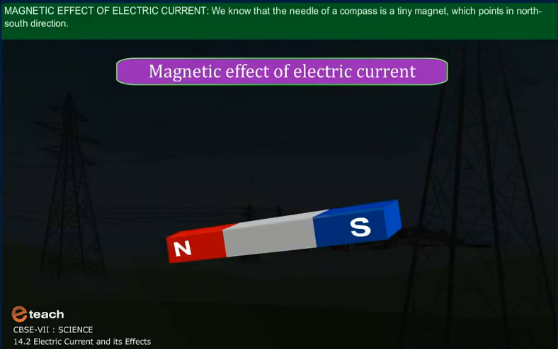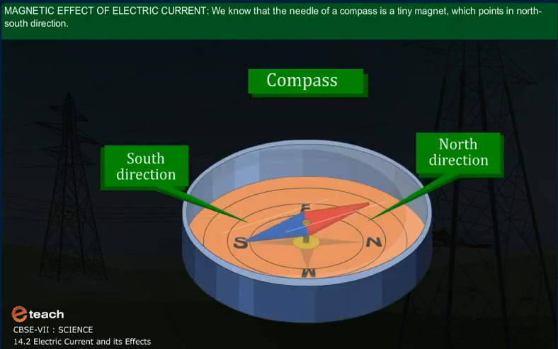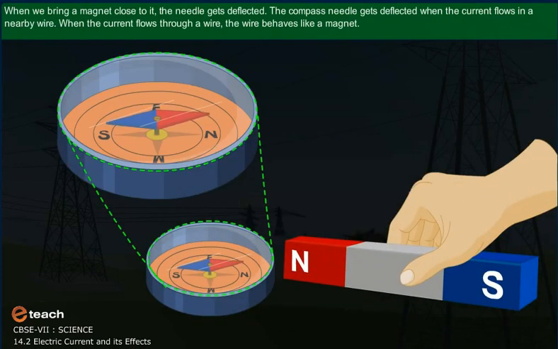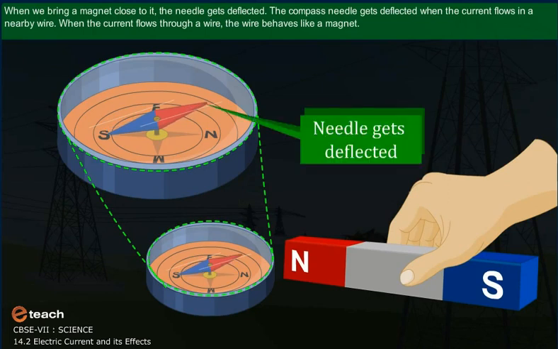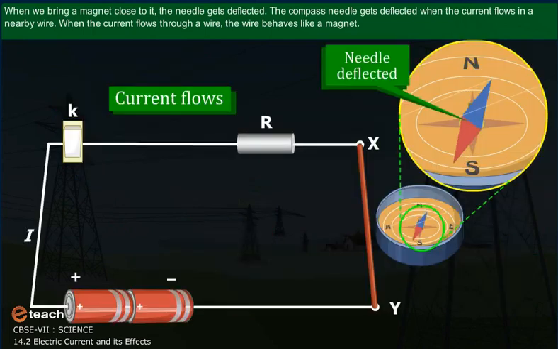Magnetic effect of electric current. We know that the needle of a compass is a tiny magnet which points in north-south direction. When we bring a magnet close to it, the needle gets deflected. The compass needle gets deflected when the current flows in a nearby wire. When the current flows through a wire, the wire behaves like a magnet.